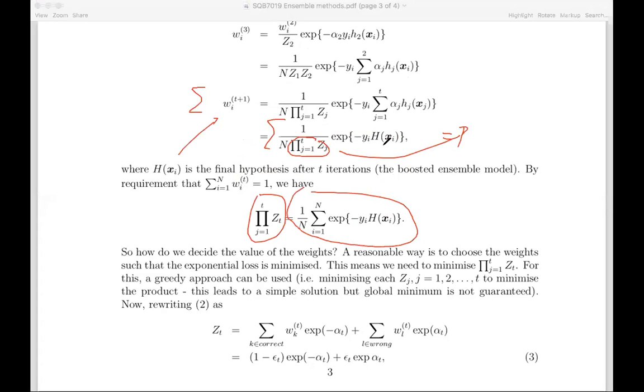So how do we decide the value of the weights? How do we determine that? This part here is actually this part. One way is to minimize the loss function, this whole thing. To minimize the loss function means that you will minimize this product. Over here, you will use a greedy minimization.